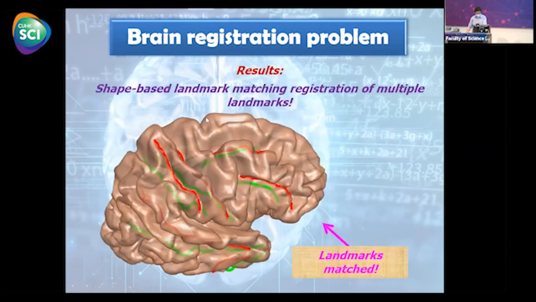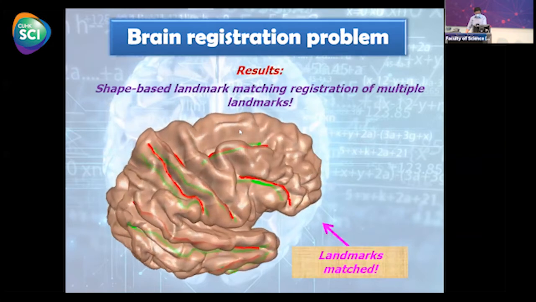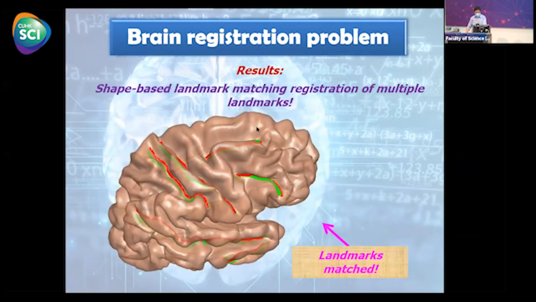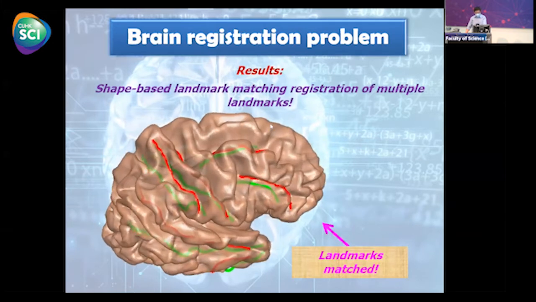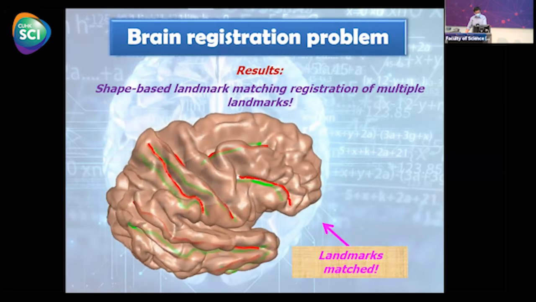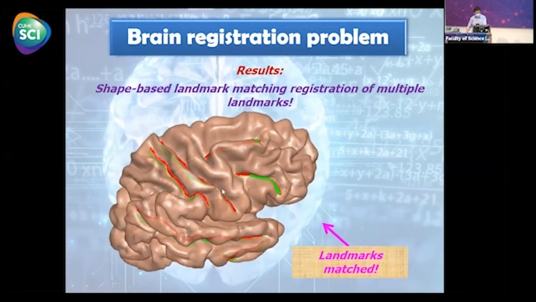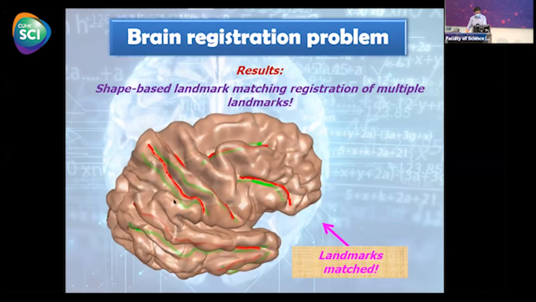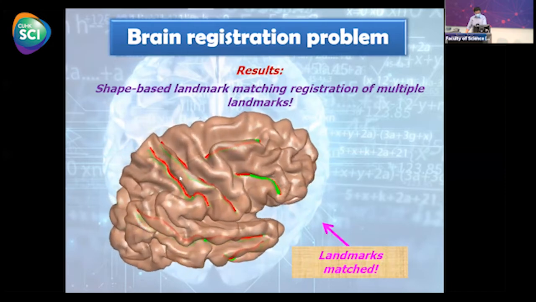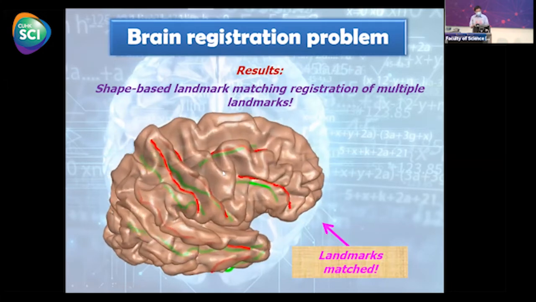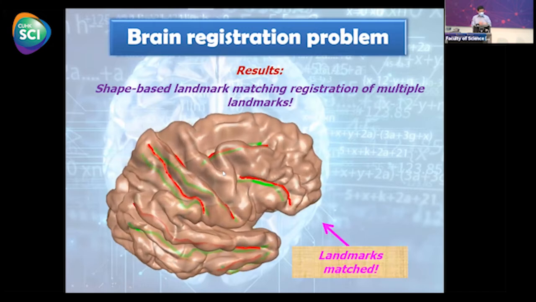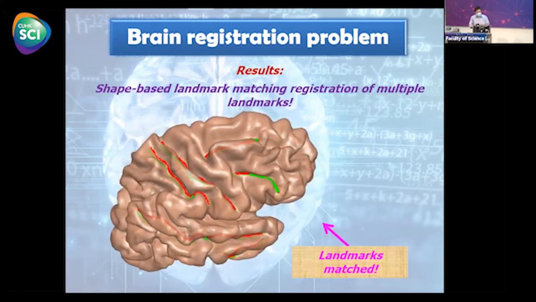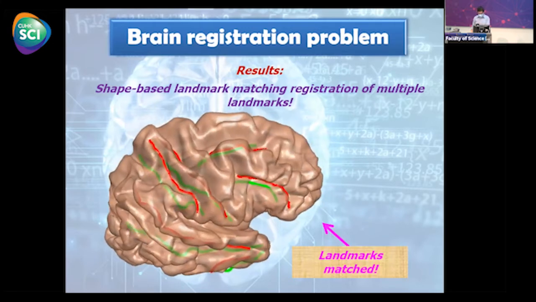So using our algorithms, we are able to accurately find shape-based landmark matching registrations with multiple landmarks between human brains. So here we have two human brains, right? Initially you see that the landmarks do not align with each other, but after we compute the registration, you can see the landmarks align consistently with each other. And then once we have this registration map, we can do systematic comparisons.